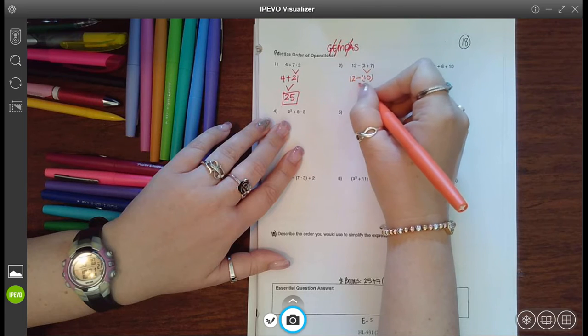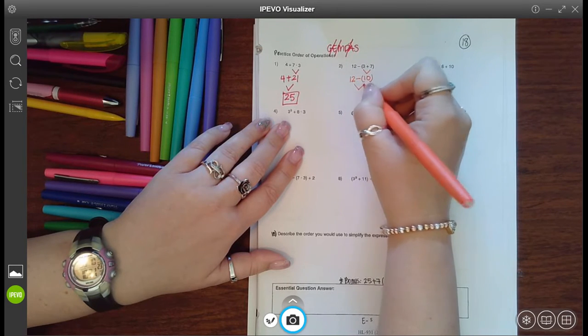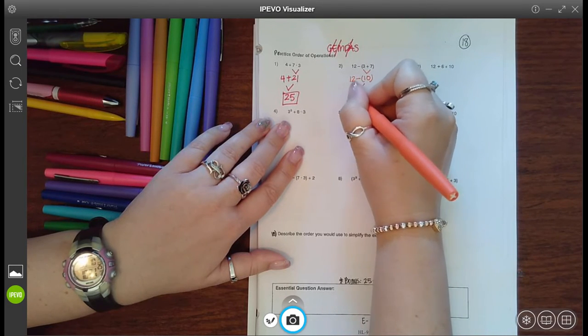Okay, and then continue. Now I'm on 12 minus 10. 12 minus 10 combines to make 2.